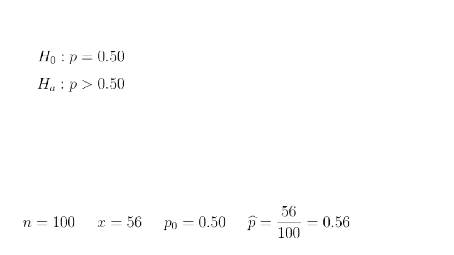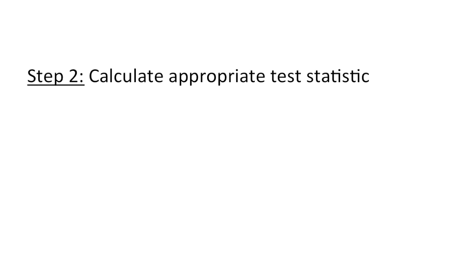Before we compute our test statistic, we need to write our hypotheses. Recall, our research question was whether or not more than half were in favor. So p is greater than 0.50 will be our alternative hypothesis. The null hypothesis is p equals 0.50 because the null hypothesis must contain the equality. Step 2, calculate the appropriate test statistic. In your online notes this week, you'll see how you can compute this by hand. For now, let's go to Minitab Express.